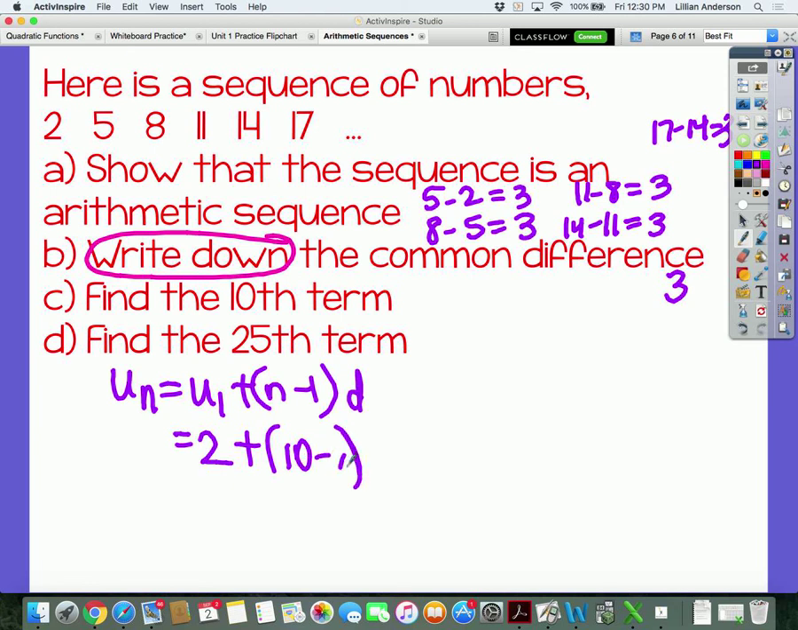What's D? 3. And you're looking for the 10th term, so you're looking for U sub 10. You do that out, and you find out that the 10th term is 29.